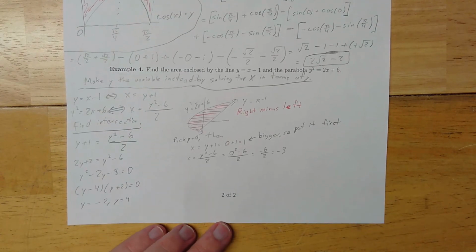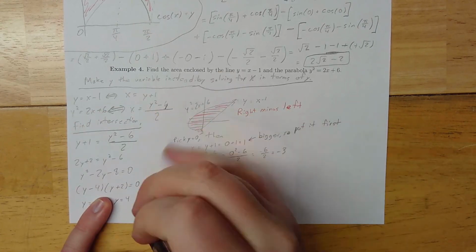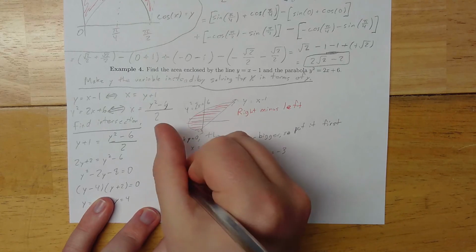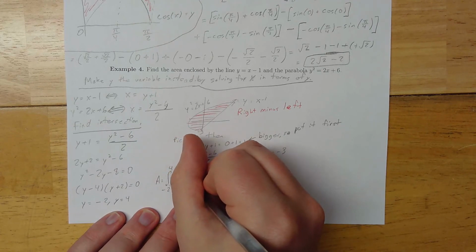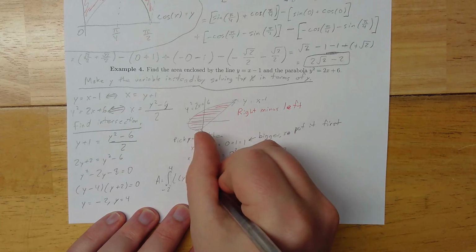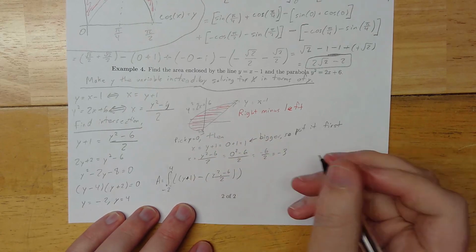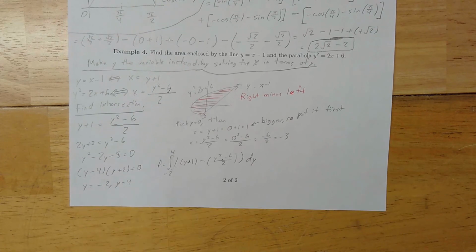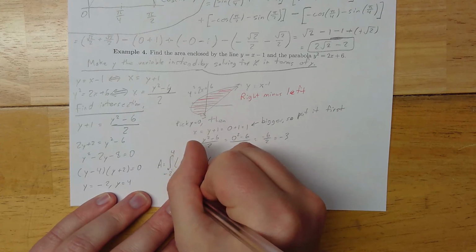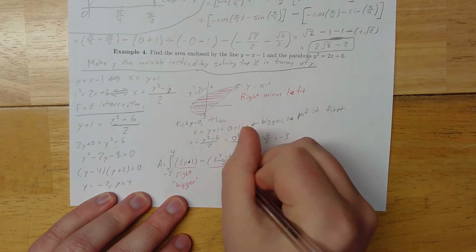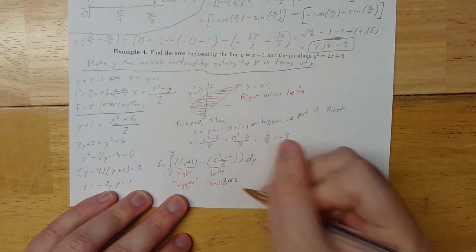All right, so say we wanted to go ahead and then find the area. Area here will be equal to the integral from negative 2 to 4 of y plus 1 minus y squared minus 6 over 2 dy. So this first one was our right function. This was the bigger one. And this was our left function, which is our smaller one.